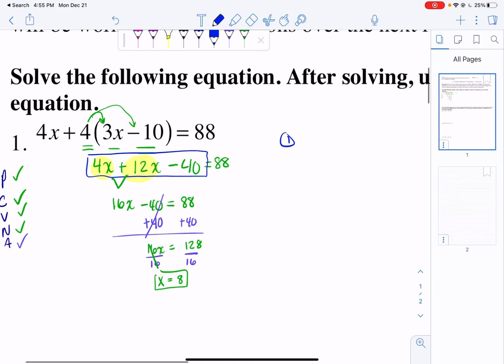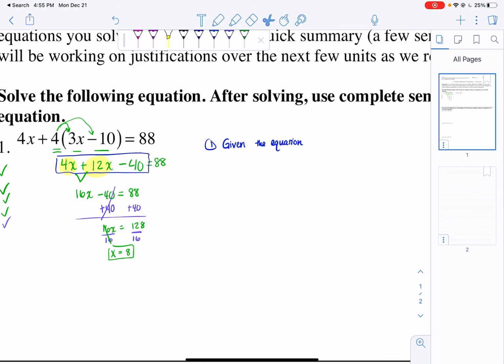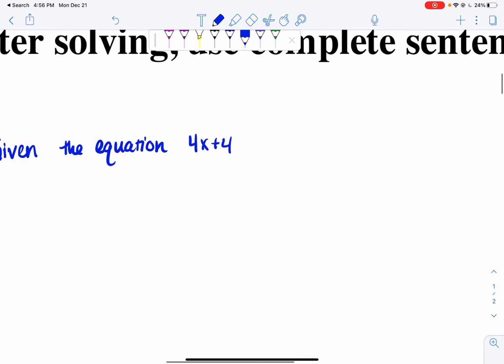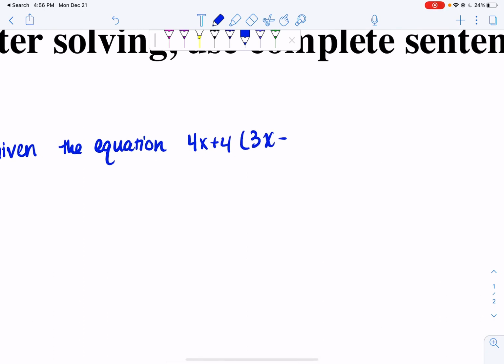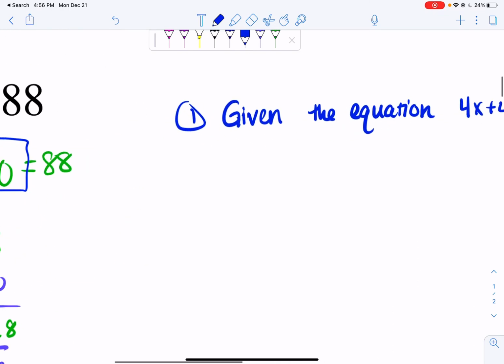First, I was given the equation 4x plus 4 times 3x minus 10 equals 88. So first, we're always going to write down given. So I was given the equation, copy and paste it. So 4x plus 4 and then parenthesis 3x minus 10 equals 88. We were given the equation 4x plus 4 times 3x minus 10 equals 88.